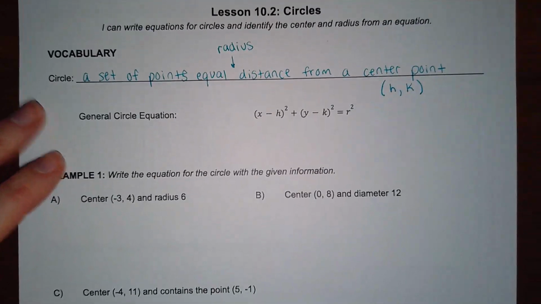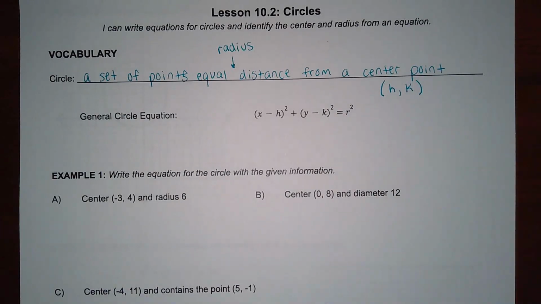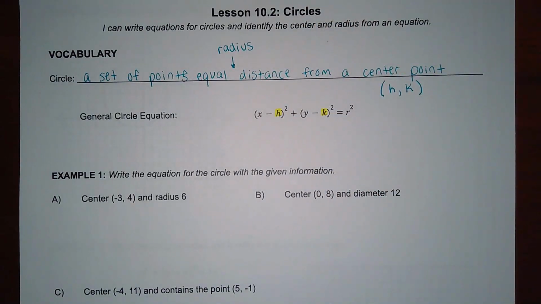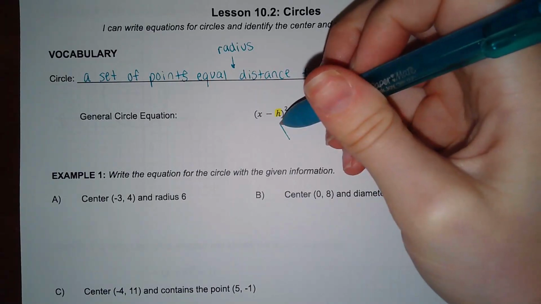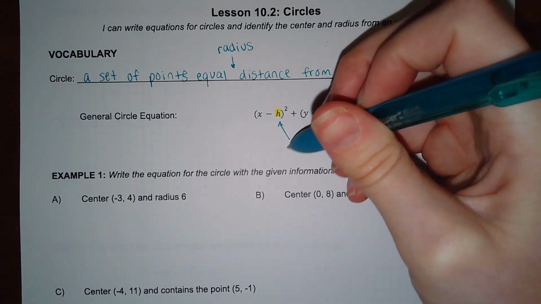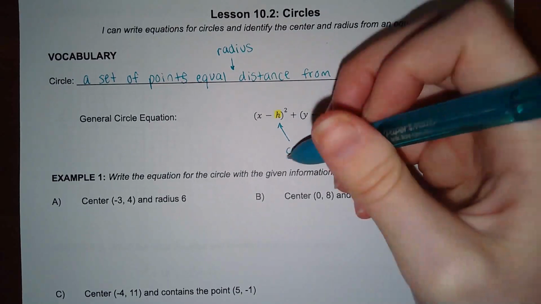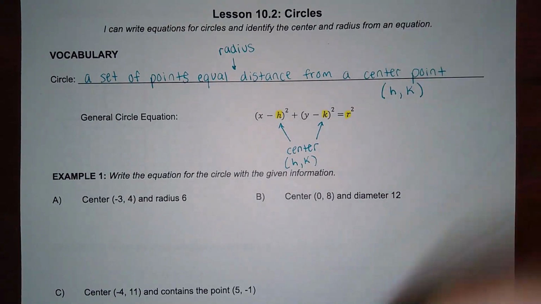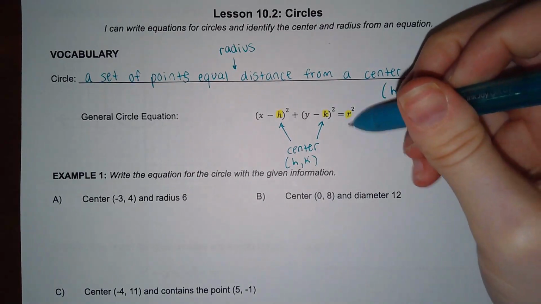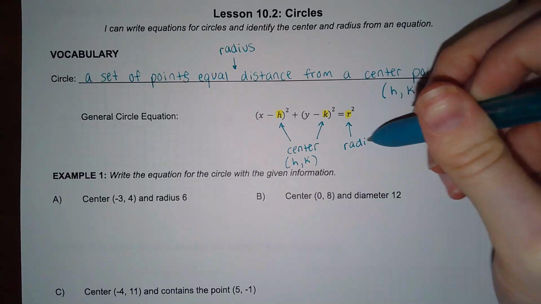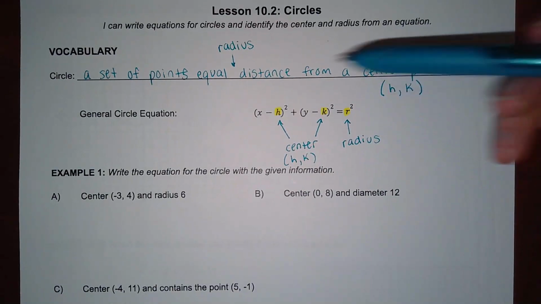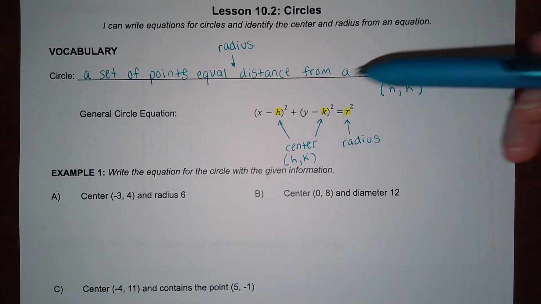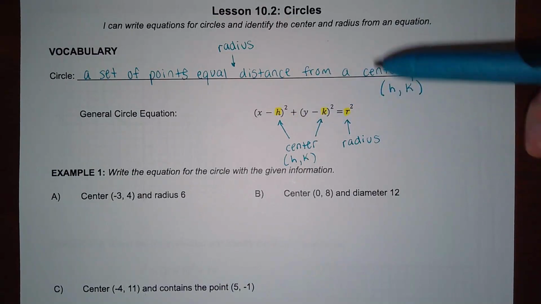This is our general equation for a circle. And really in this equation, there's going to be three numbers that we're looking for. So H and K. We know that H and K are the center. So both H and K come from the center of the circle. And then our R value, that's going to be our radius. So we should be able to write this equation if we're given the center and the radius, and we should be able to work backwards if we're given the equation to find the center and the radius.